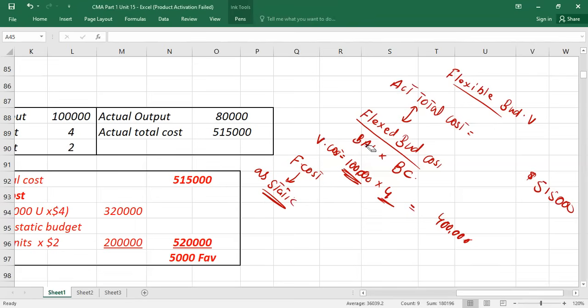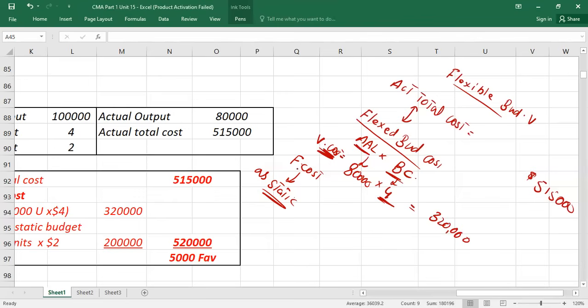Guys, did I do it correctly or incorrectly? I did it incorrectly, please let me rectify it here. Under flexible budget, when you write variable cost, you have to take actual activity level into budgeted cost. And actual activity level is not 100,000, it is 80,000 into 4. So this is not 400,000, this is going to be 320,000. Sorry, it is my mistake. So for the variable cost, you will take actual activity level into budgeted cost.